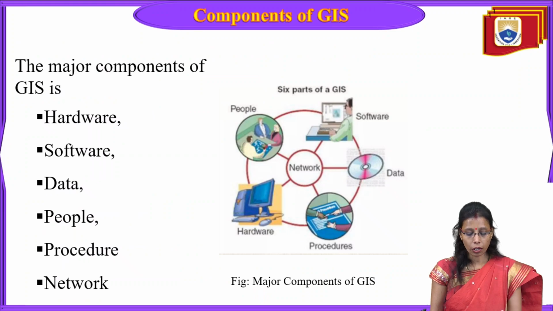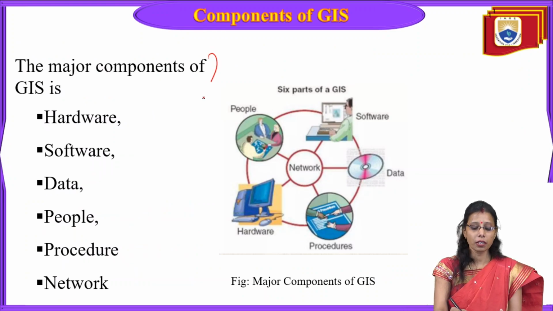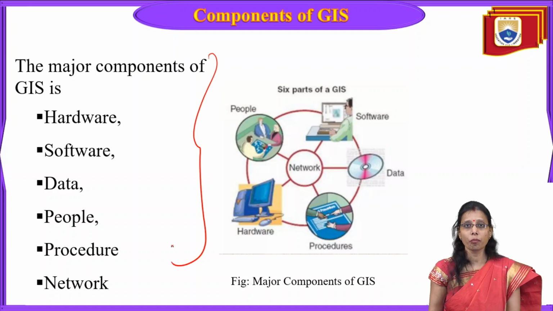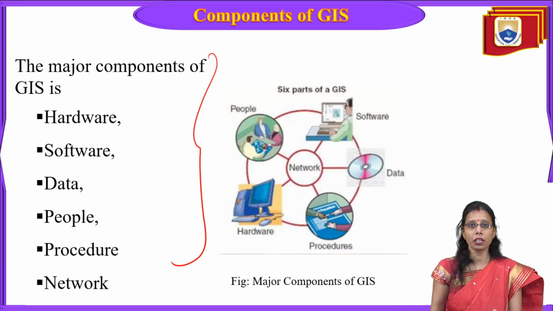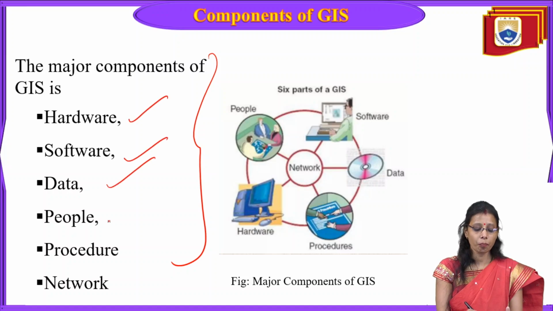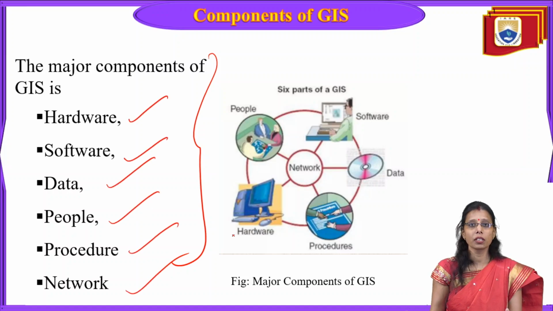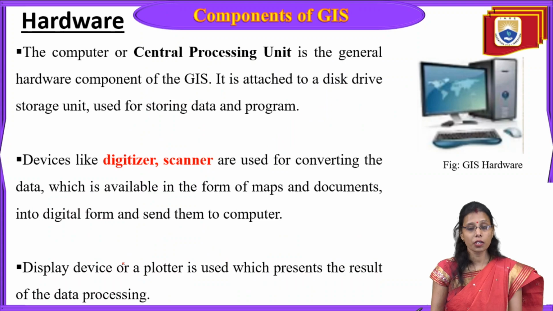Now, when you talk about the major components of GIS: before, we saw the main components, and under the main components we have the major components: hardware, software, data, people, procedure, and network. Along with these components the GIS setup will run. So the six parts of GIS are hardware, software, data, people, procedure, and network. Just now we discussed hardware in the previous slide.